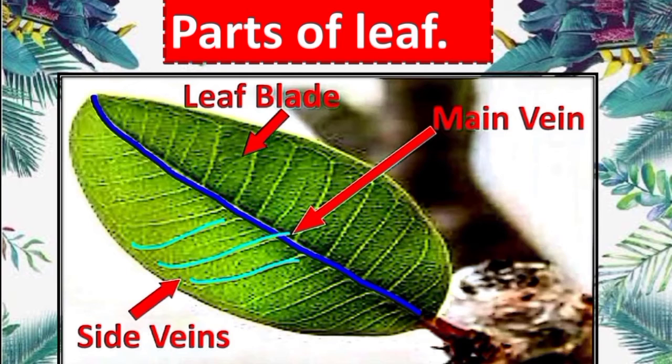So children, this is the flat part of the leaf, the leaf blade. As you can see in the picture, if you look at a leaf very closely, you can see some veins. These are the side veins, and you can see one line in the middle of the leaf. What is it called? Yes, it is called the main vein. So this is the main vein of the leaf, and here there are side veins of the leaf.